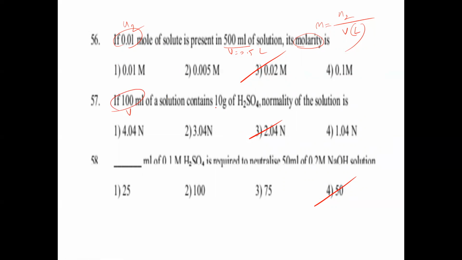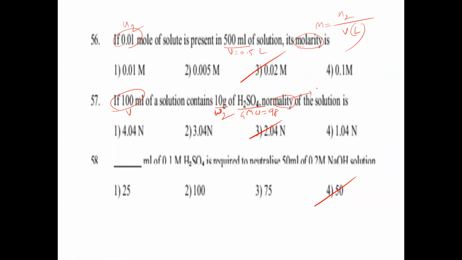If 100 ml of solution, here volume of solution given is 100 ml, contains 10 grams of H2SO4. Weight of H2SO4 given is 10 grams. And gram molecular weight is 98 grams per mole. And weight of solute is 10 grams. Volume of solution is 100 ml. Then normality of solution is what?